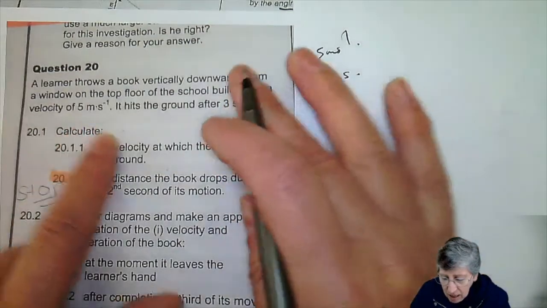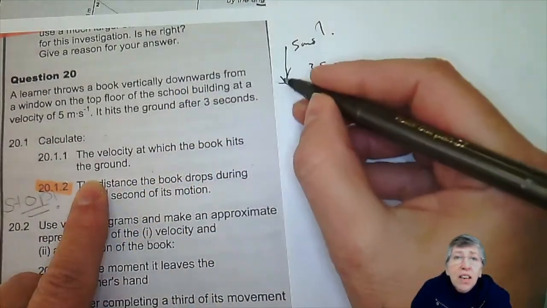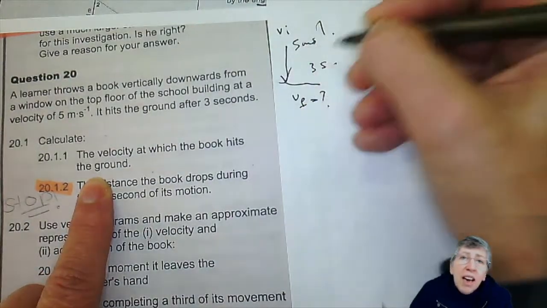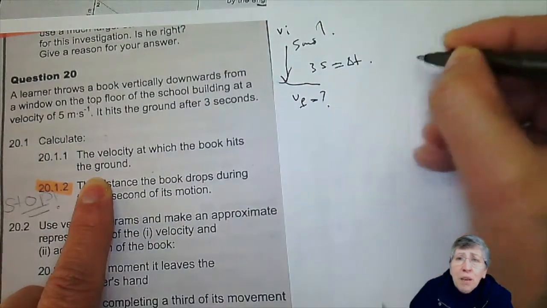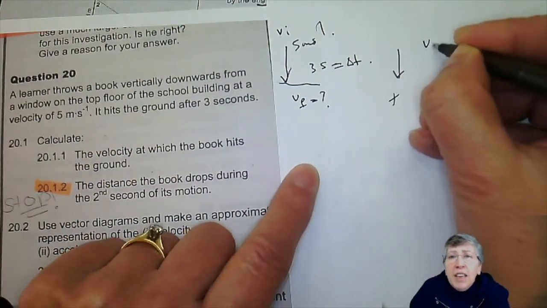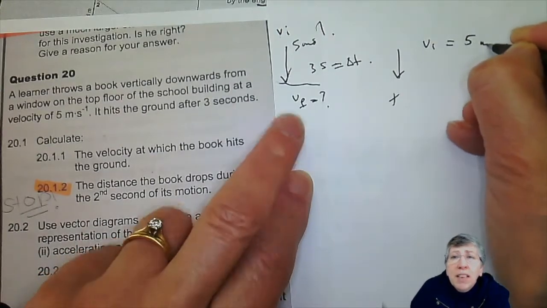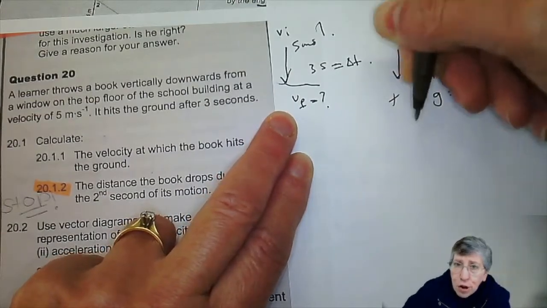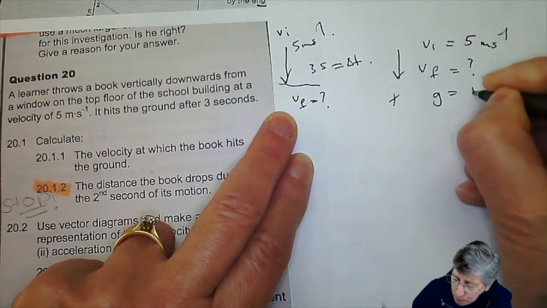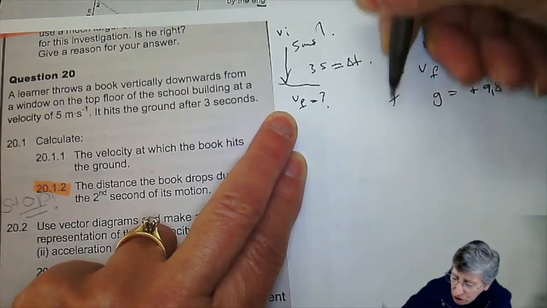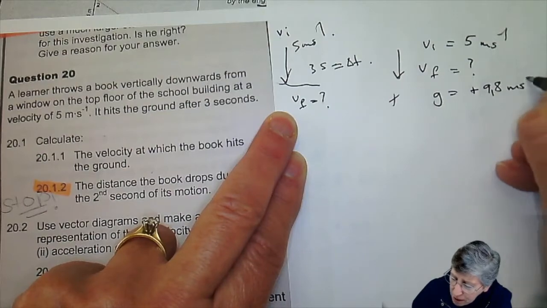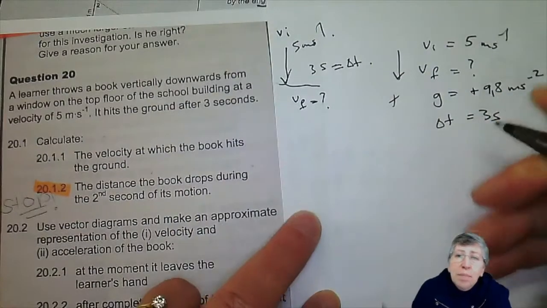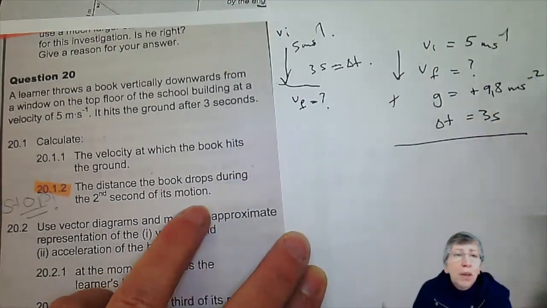And then the first thing was not a problem for this guy. He said, calculate the velocity at which the book hits the ground. So that was easy. We were looking for V final. We had V initial and we had delta t. If you're working with downwards, it means V initial is plus 5 meters per second. V final is what we are looking for. G, if you choose down, remember gravity is down, then it is plus 9,8 because the gravitational acceleration is in the direction of movement. And delta t is given as 3 seconds. So you just find the correct equation of motion and substitute.